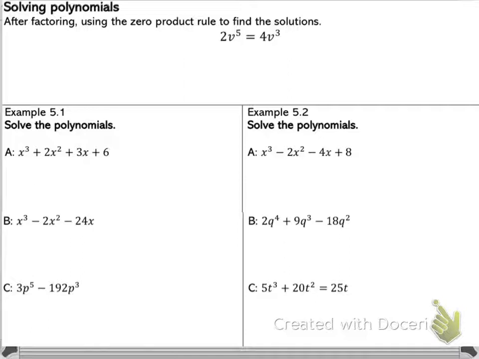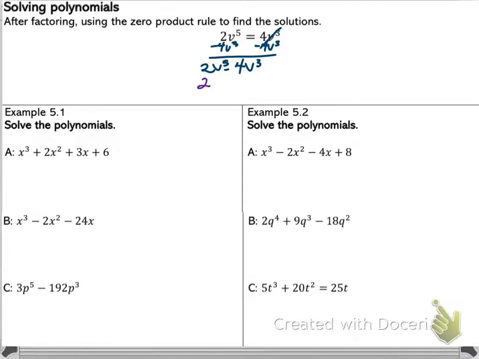So in the example above, we have 2v to the 5th power equals 4v to the 3rd power. First things first, I need everything on the same side. So I'm going to subtract 4v cubed on both sides. They are not like terms, so they're going to sit next to each other. 2v to the 5th minus 4v cubed.